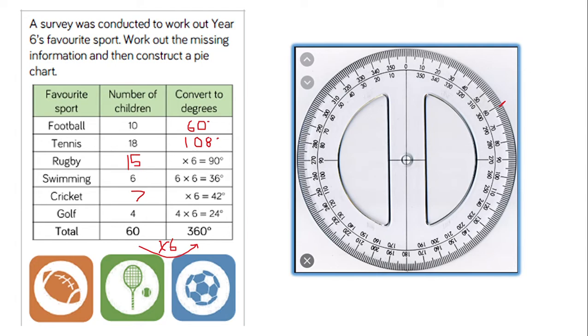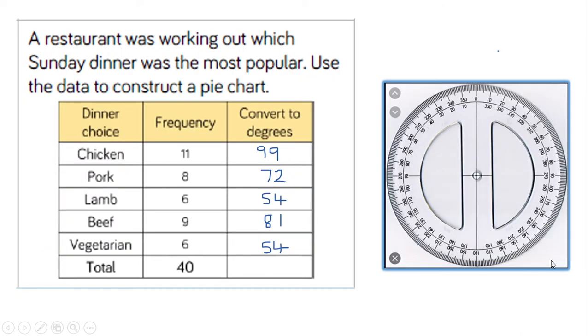The second one, I'm going to add 108 onto that, so it's going to be 168. I'll mark that off on the correct part of my protractor. Then going to add 90, which gets me to 258. Then going to add 36, which gets to 294. Then going to add 42, which gets us to 336. So that should leave us with 24 degrees before we go back to 0, and it does. Okay, so that's roughly what the pie chart would look like.